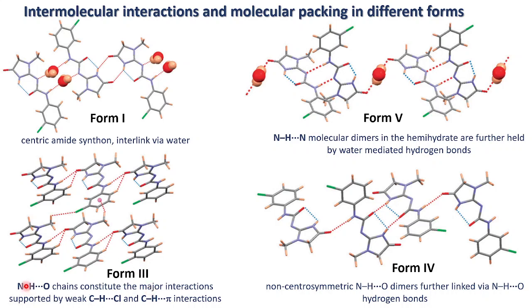So you can see NHO chains constitute the major interaction, supported by weak CHCl and CH pi interactions. This is how form 3 is formed. Form 4 has non-centrosymmetric NHO dimers further linked by NHO interactions, with intramolecular hydrogen bonding. These are simply how the dimers are formed in the different polymorphs of the Phenobam molecule.